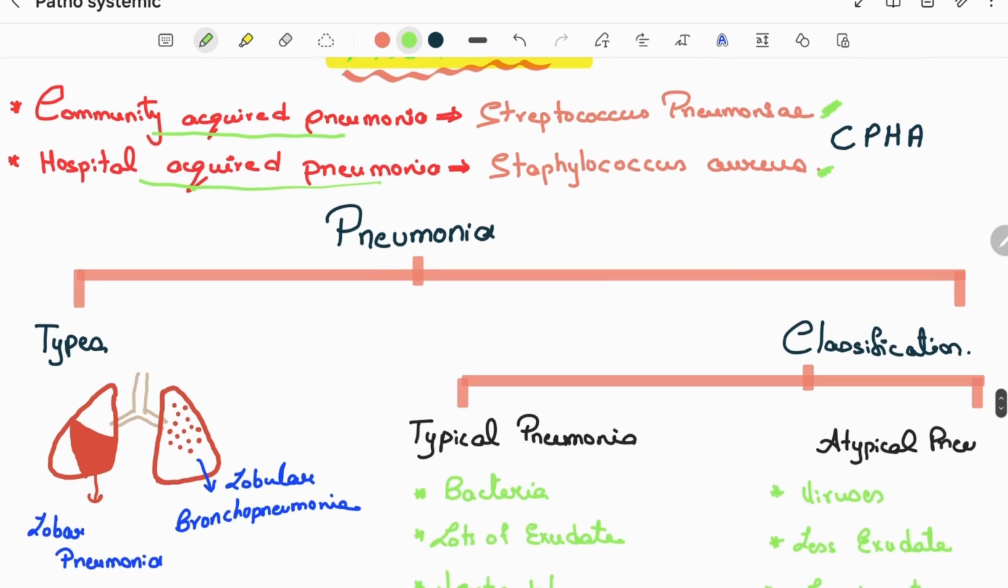Okay, this pneumonia is classified into 2 types. First one is lobar pneumonia. Here the entire lobe is getting affected. Second one is lobular bronchopneumonia. There will be minor lesions in the lobes, hence it is called lobular.